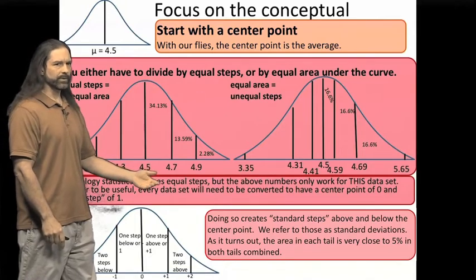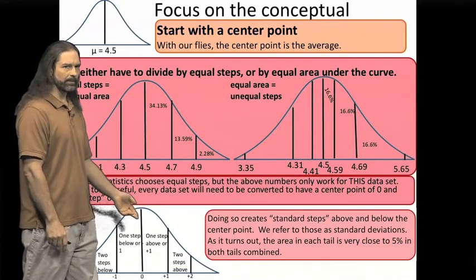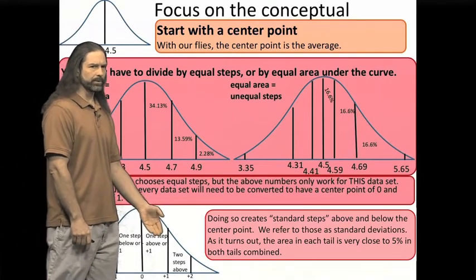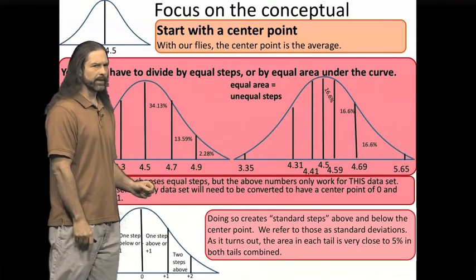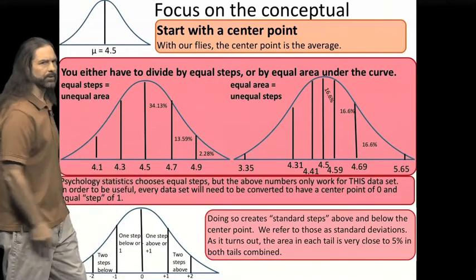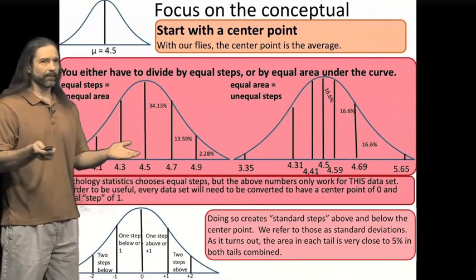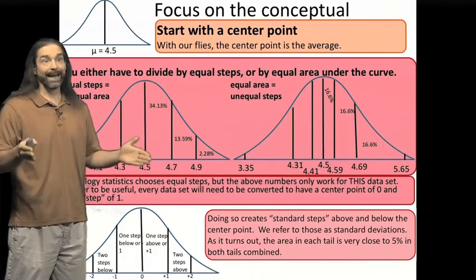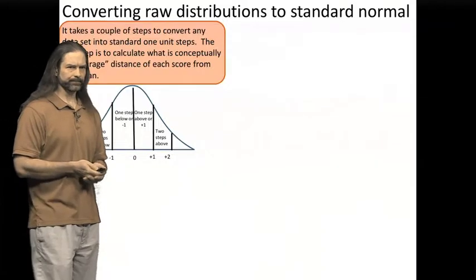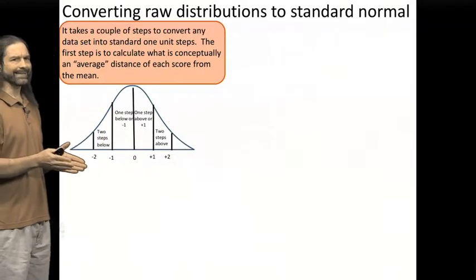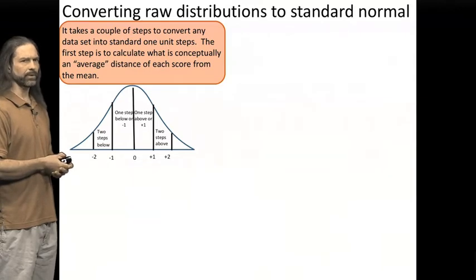We can then use that data set, we can convert it to a common language. If we do convert it to a common language, then when we go 2 steps above, the area in that tail is very close to 2.5%. In 2 tails, you add the 2.5% together, you have 5%, or that not expected by chance, or basically abnormal range. So it will take us a couple of steps to convert any data set into that standard 1-unit steps.